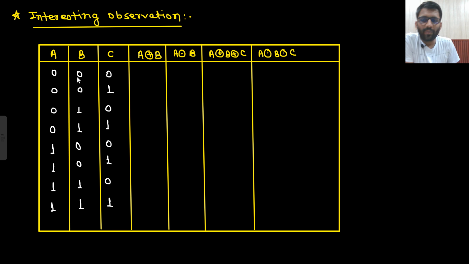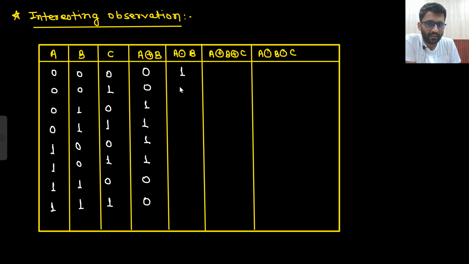So first tell me what will be A XOR B. 0 XOR 0, 0. 0 XOR 1, 1. 1 XOR 0, 1. 1 XOR 1, 0. Right? Now let's do A XNOR B.